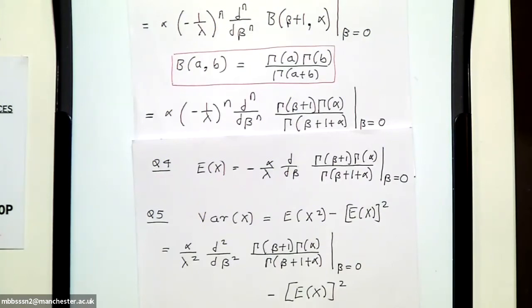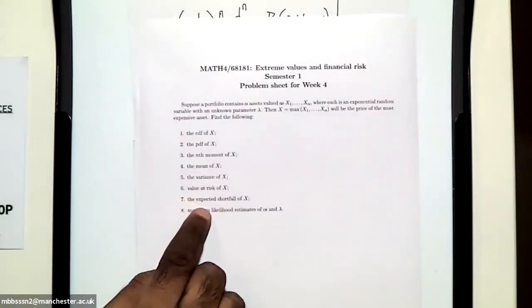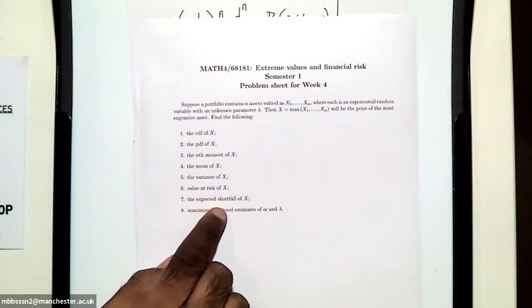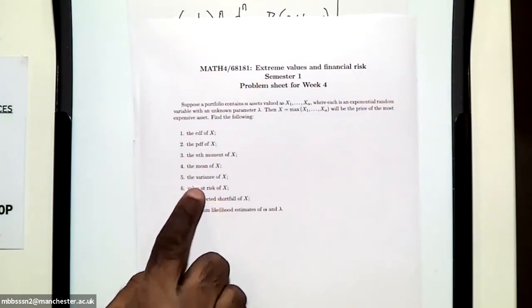Alright, part 6 and part 7 you won't be able to do because I haven't covered the material for 6 and 7. 6 is asking you for the value at risk, and 7 is asking you for the expected shortfall. You won't be able to do them for another 2 weeks or something, right? So ignore those. So can you do the last part, please?